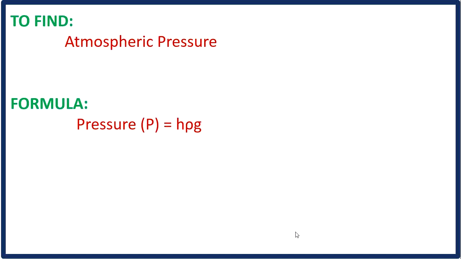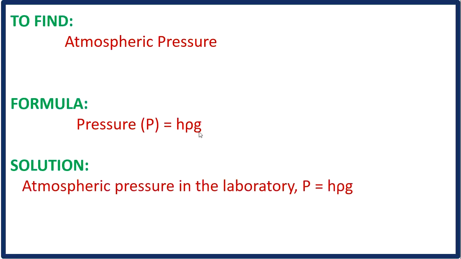The formula to find out atmospheric pressure is h rho g. What is h? Height of the liquid column, rho is density, and g is acceleration due to gravity. Now we can calculate atmospheric pressure using this formula. Atmospheric pressure in the laboratory P is equal to h rho g.